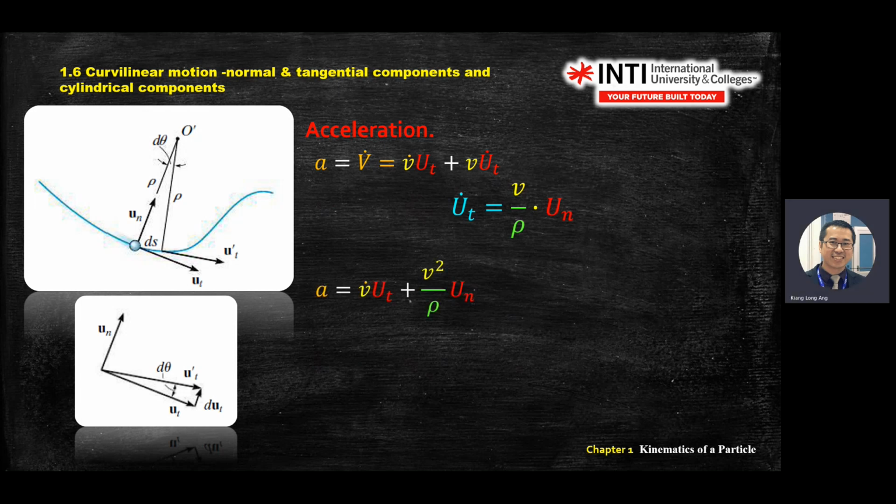Then acceleration. For acceleration, you substitute this one inside here. That's why you get v squared. Make sense? Then it can be a equal to at ut plus an un.